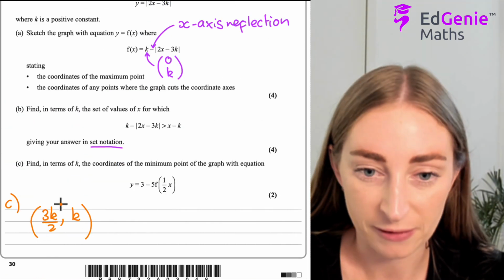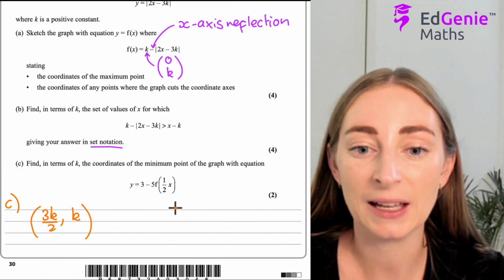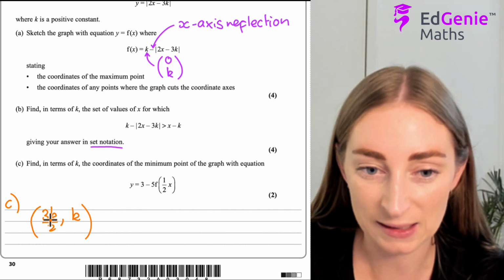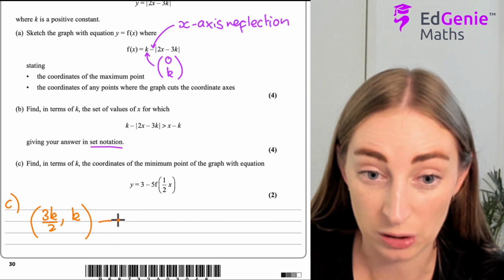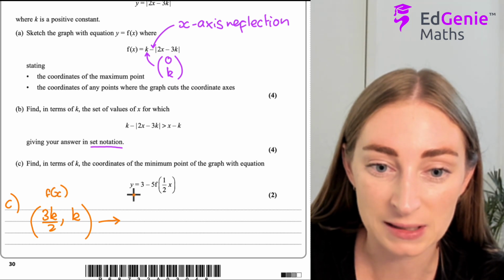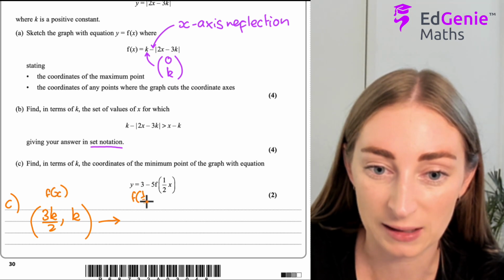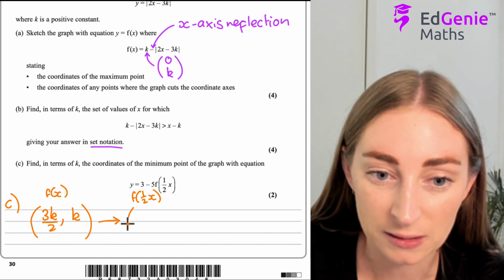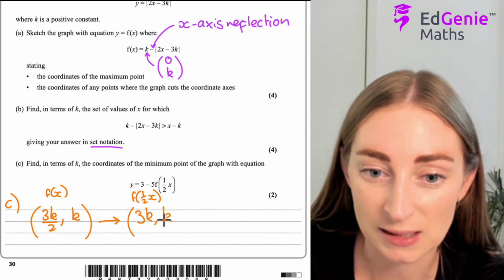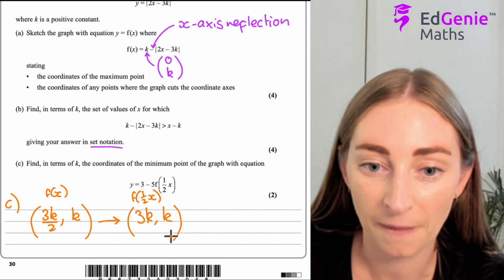Right, so this was f of x. Now if we're looking at f of a half x, I am going to multiply the x coordinates by 2. Okay, so this was f of x. Now I'm going to find f of half x. So my coordinate is going to be 3k, k. So it's not going to affect the y coordinates.